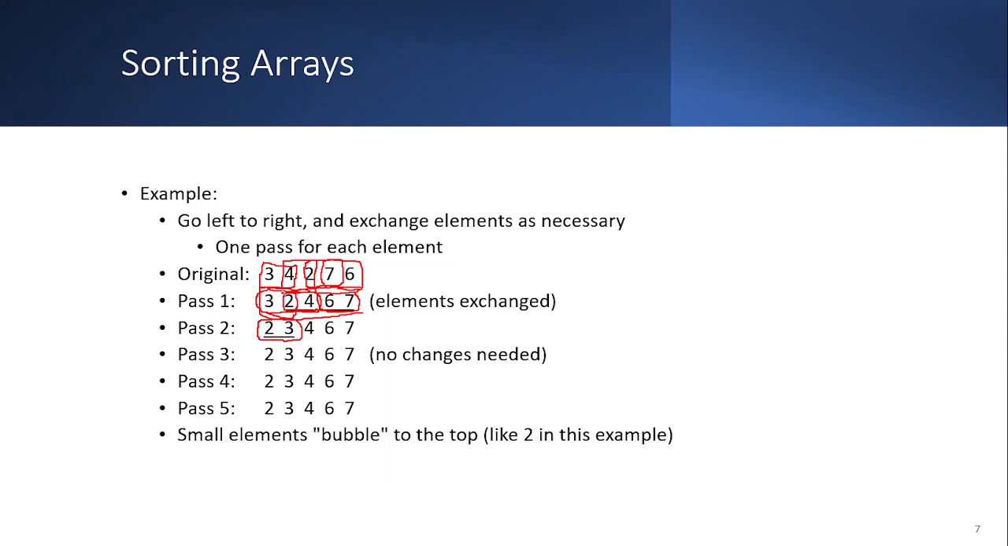Then look at this pair. Are these in the correct position? Yes, 2 is smaller, it is on the left, 4 is on the right. Then this pair, 4 and 6, are these in the correct order? Yes, 4 is on the left, 6 on the right. Then 6, 7, are these in the correct order? Yes. We don't need any exchanges here. So there was only one exchange, and that was of 2 and 3.